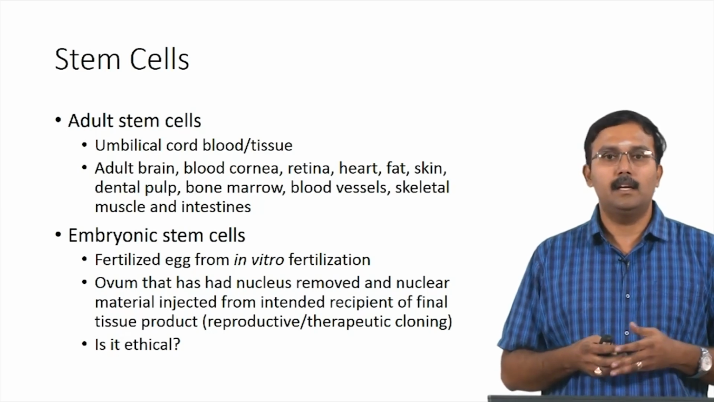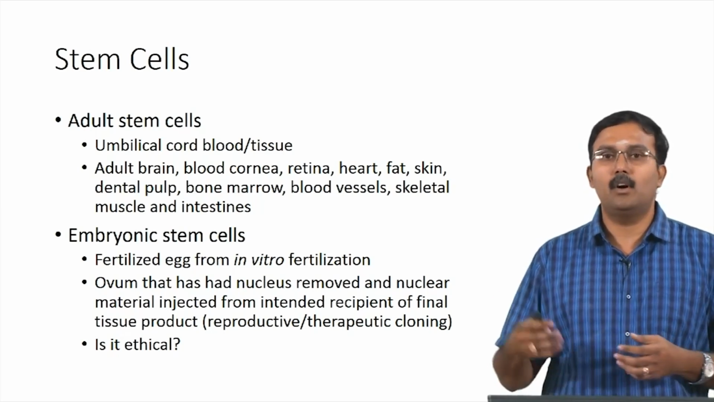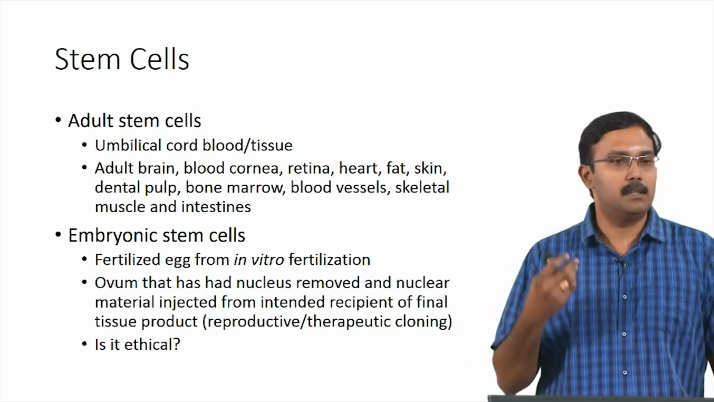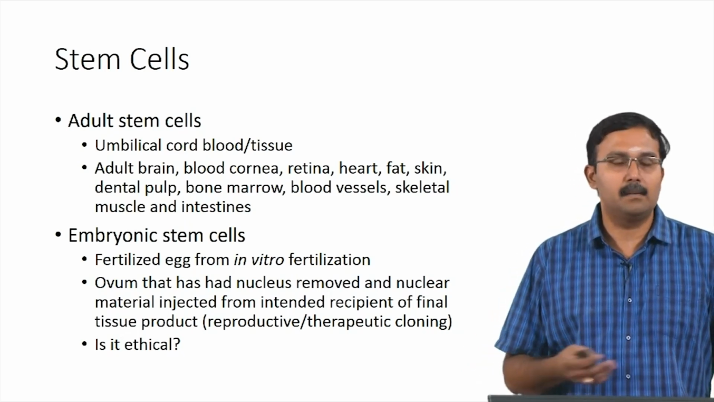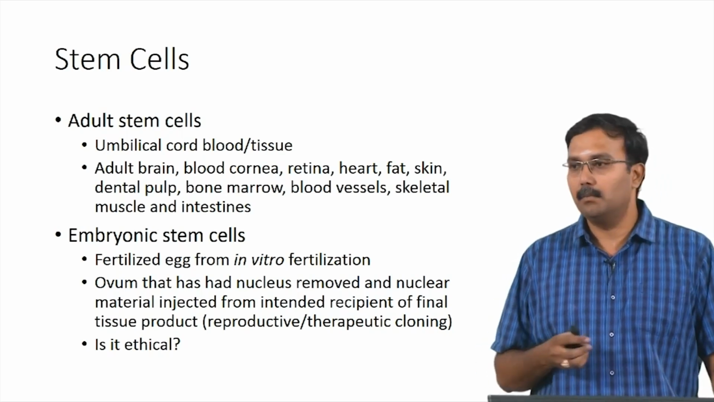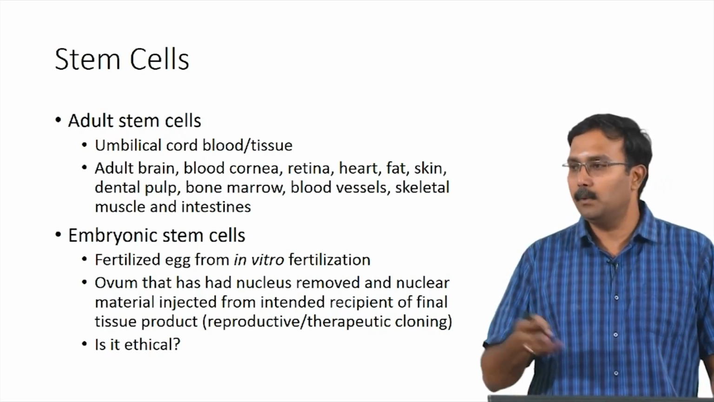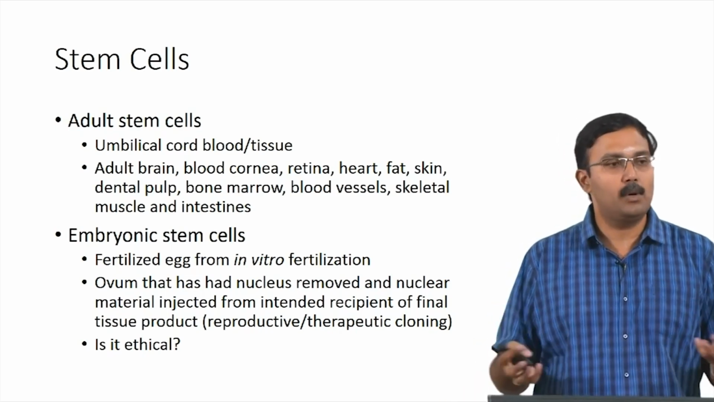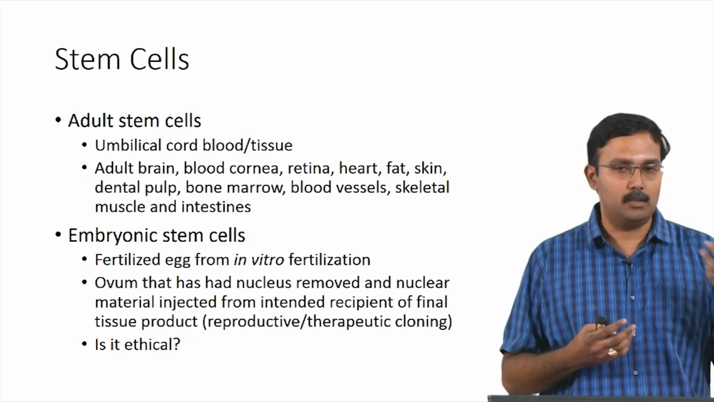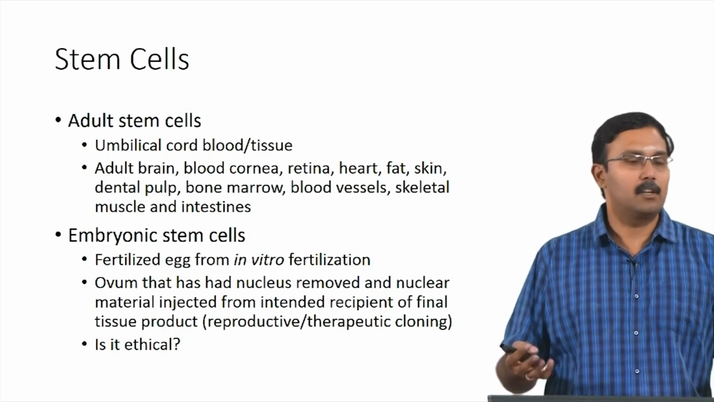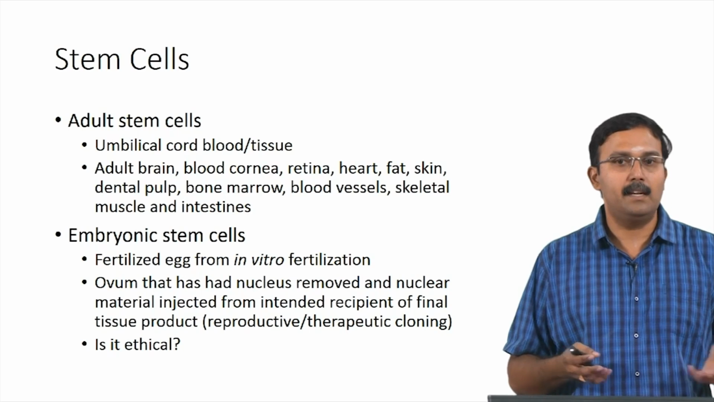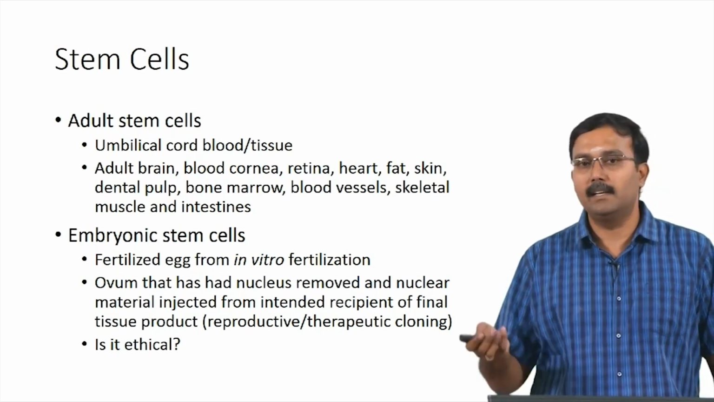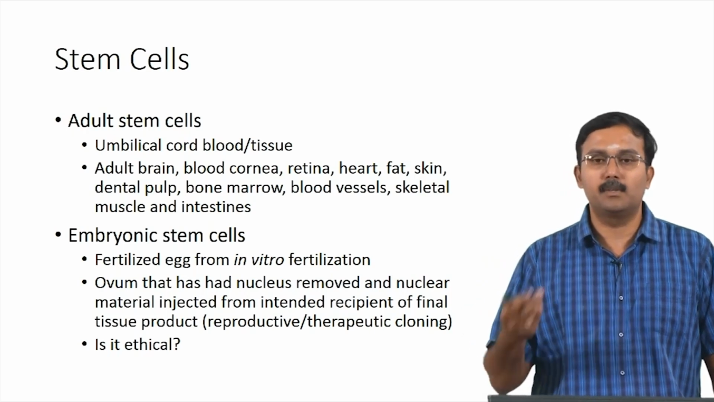See, adult stem cells are primarily obtained, a large source is the umbilical cord blood or tissue, and there are also cells from brain, cornea, retina, heart, fat, skin, dental pulp, bone marrow, blood vessels, skeletal muscles, intestines, everywhere, right. So, these are just places where you get different adult stem cells, and the number of cells you harvest will depend on the source itself, right. So, umbilical cord obviously has the most abundant, and bone marrow has significant numbers, whereas if you were to take it from dental pulp or other places, the numbers are usually smaller.